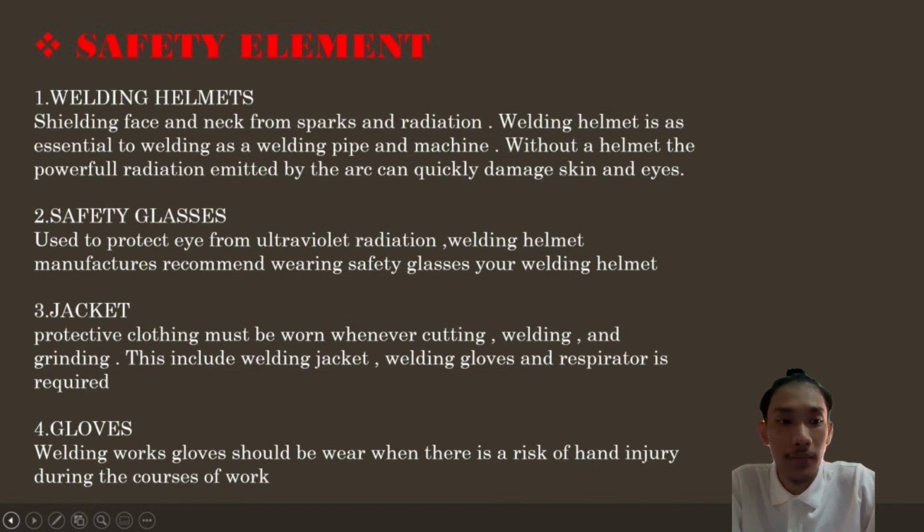The second one is safety glasses. It is used to protect the eyes from ultraviolet radiation. Welding helmet manufacturers recommend wearing safety glasses under your welding helmet. The third one is jacket. Protective clothing must be worn whenever cutting, welding, and grinding. These include a welding jacket. Welding gloves and a respirator are required. The last one is gloves. Welding work gloves should be worn when there is a risk of hand injury during the course of work. That's all from me. Thank you.